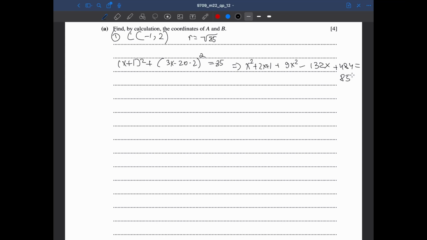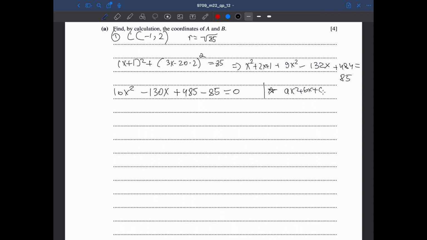Let's simplify things. So we have an x squared and a plus 9x squared, so that's a 10x squared, plus 2x minus 132x, so that's a minus 130x, plus 1 plus 484, that's plus 485. And then we have an 85 on the other side, and let's bring it to the other side now. And this equals 0. So we achieved ax squared plus bx plus c.